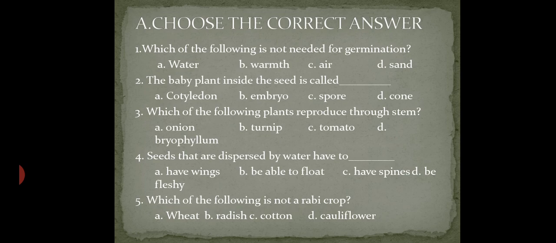Fifth one: which of the following is not a rabi crop? Wheat, radish, cotton, cauliflower. So the answer, as you know very well, is cotton.